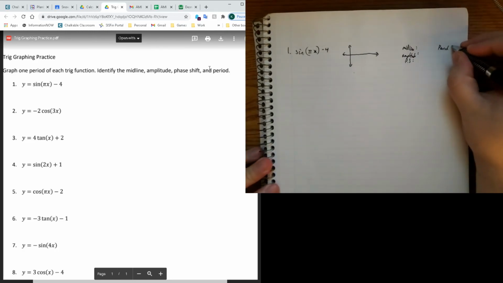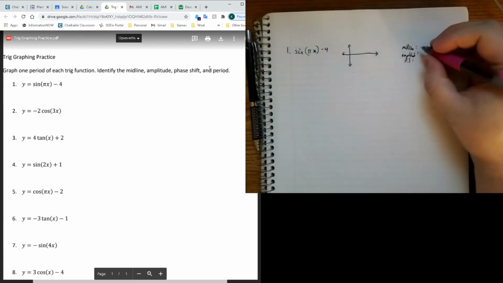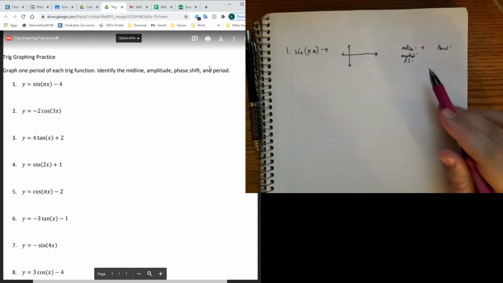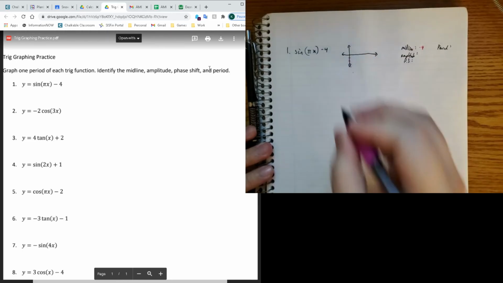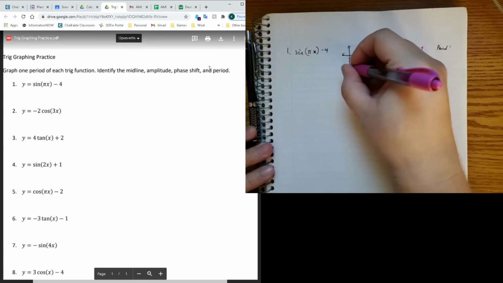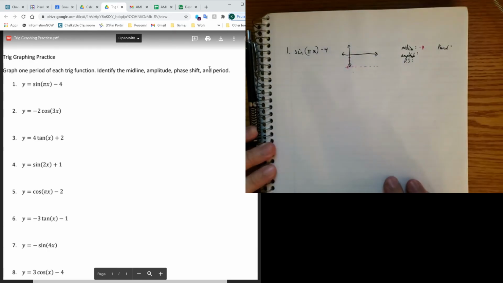Now, for this problem, let's take a look at each of these. The midline is based upon the value of d. In this specific problem, the value of d takes place at -4. This tells me that -4 up and down is where I'm going to put the middle of this graph. So I go to my picture, I go down 4, so I'm going to go 1, 2, 3, 4. I'm going to have to extend my graph a little bit. So down here at -4, it's going to go my midline. It's so pretty.